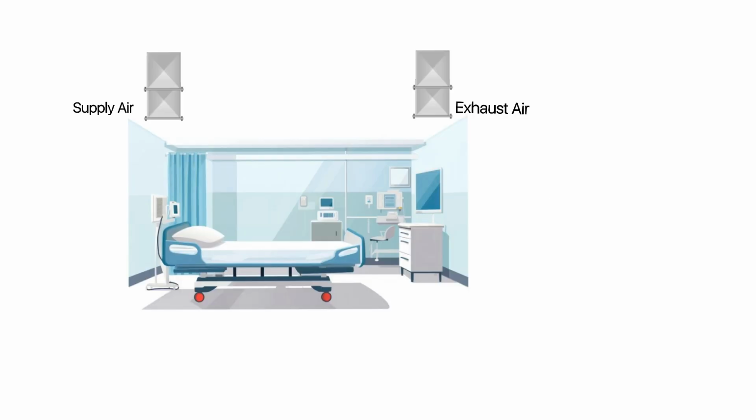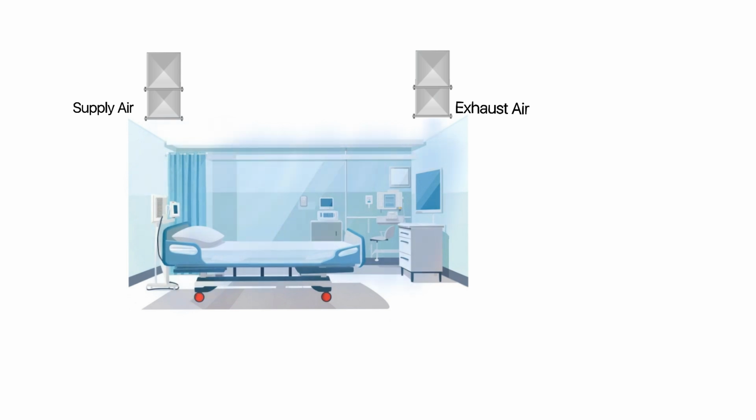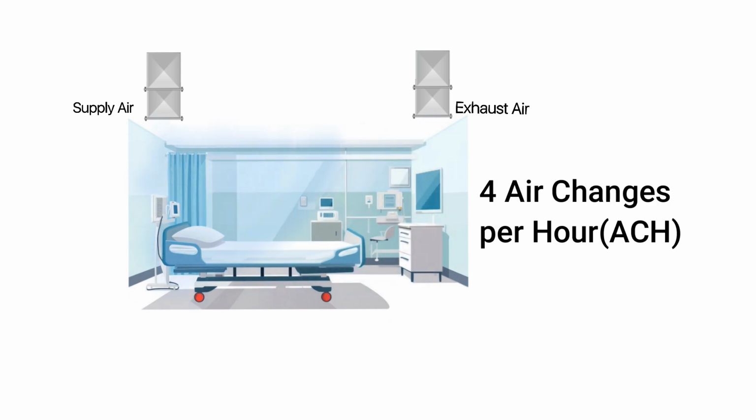First, let's understand what air changes per hour really means. Imagine you have a room filled with air. Now, if you were to completely remove all the air in that room and replace it with fresh air once in a span of an hour, that's considered one air change per hour. So if you remove and replace the entire air volume of the room 4 times in an hour, that's 4 air changes per hour. Simple enough, right?